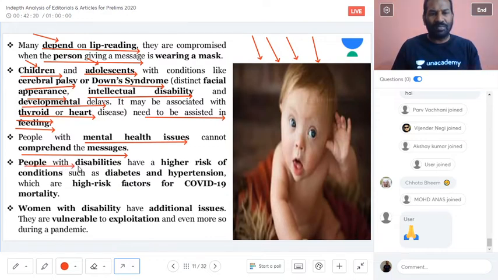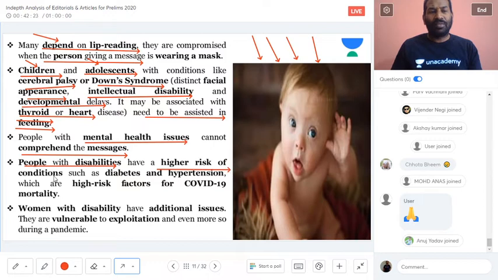And people with disabilities have a higher risk of conditions. That means those with disabilities have a risk of diabetes or hypertension. Please do understand how we are going to link these topics. People with disabilities are at higher risk of being a diabetes patient or a hypertension patient. And being diabetic and hypertensive is a high risk factor for COVID-19 mortality rate. Please do understand the way we have linked it now totally.